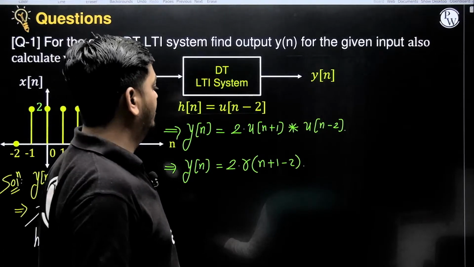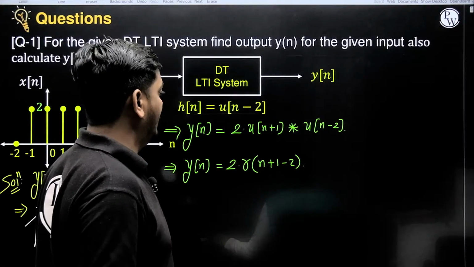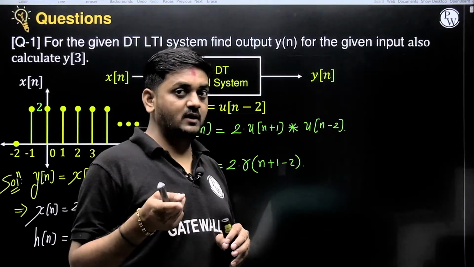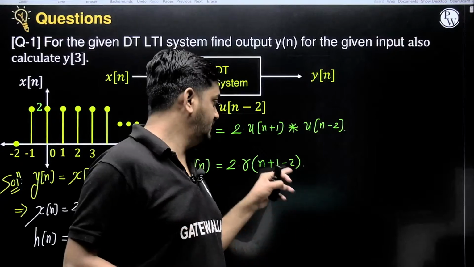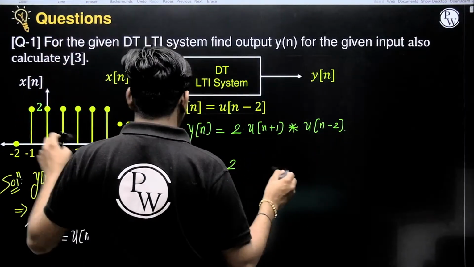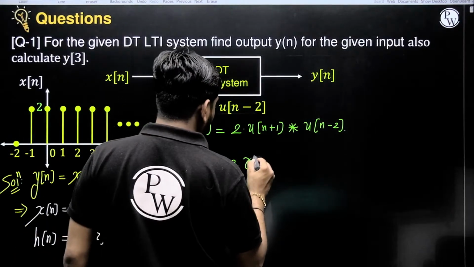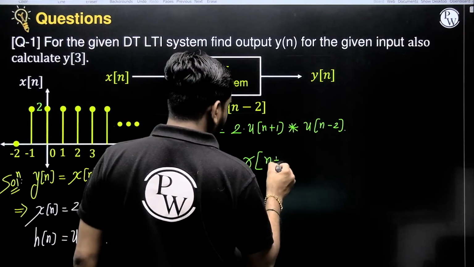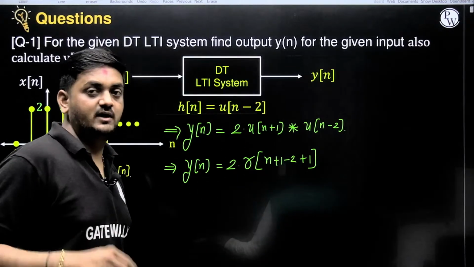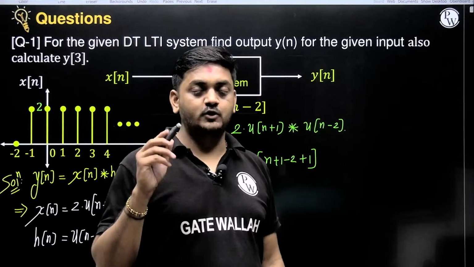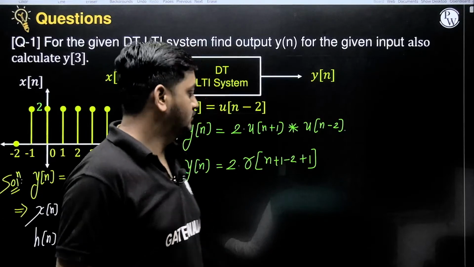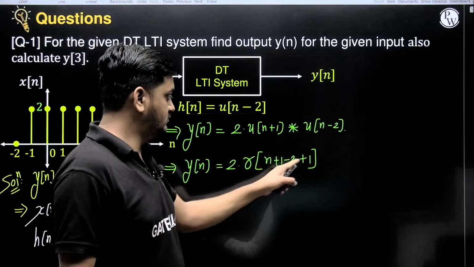And here the students can make one mistake. See, the answer of u of n with u of n is nothing but r of n plus 1. Here we just wrote r of n plus 1 minus 2, so the answer should not be like this. You just forgot the n plus 1. In r of n it becomes n plus 1, and here minus 2 plus 1 also comes extra. The answer of u of n convolution with u of n is r of n plus 1. So here n plus 1, this is minus 2 plus 1.